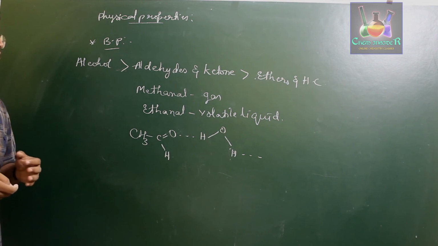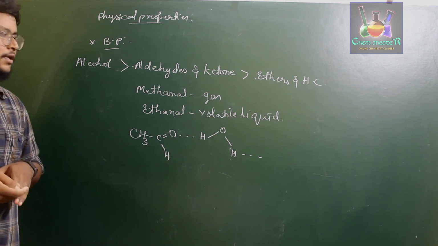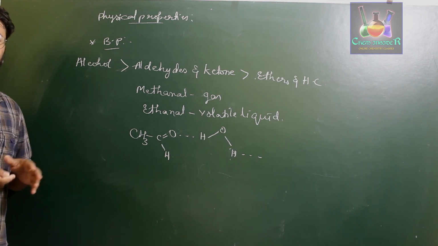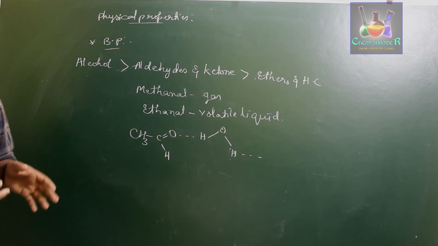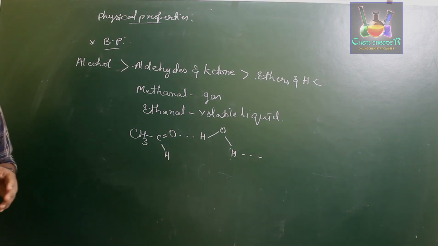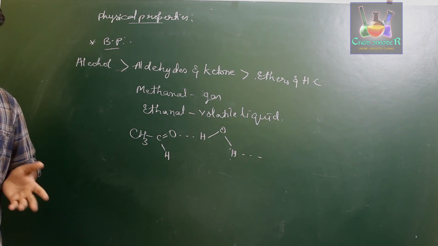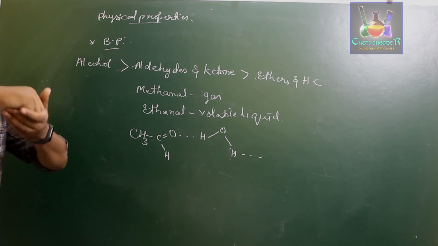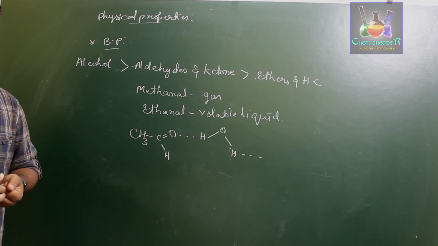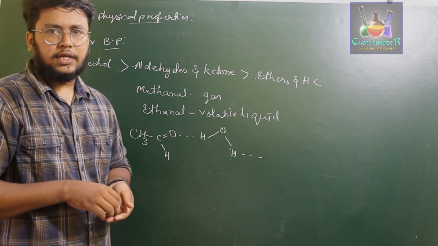And further, they have a boiling point intermediate between alcohols and ethers or hydrocarbons. In solubility, the primary aldehydes and ketones are soluble in water, whereas the higher aldehyde and ketone members are insoluble in water. They are somewhat soluble in non-polar solvents. This is all about the physical properties of aldehydes and ketones.